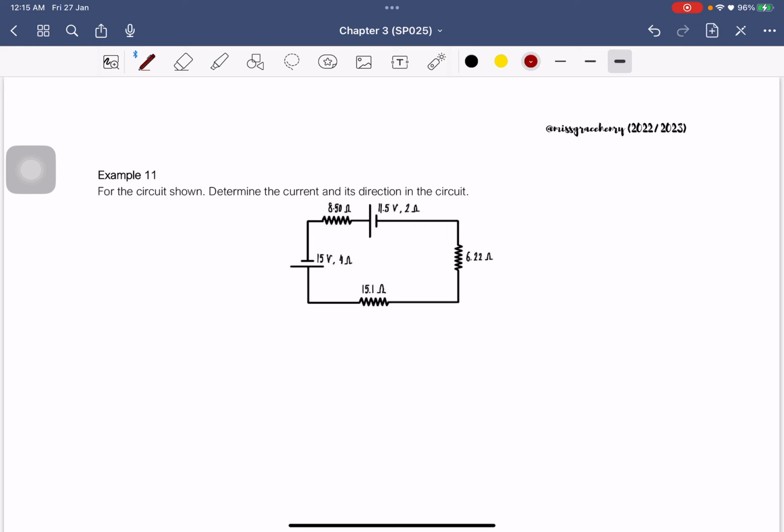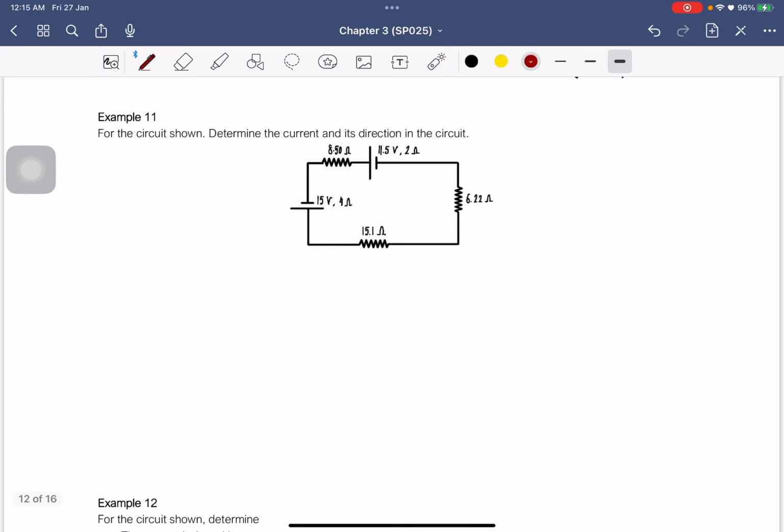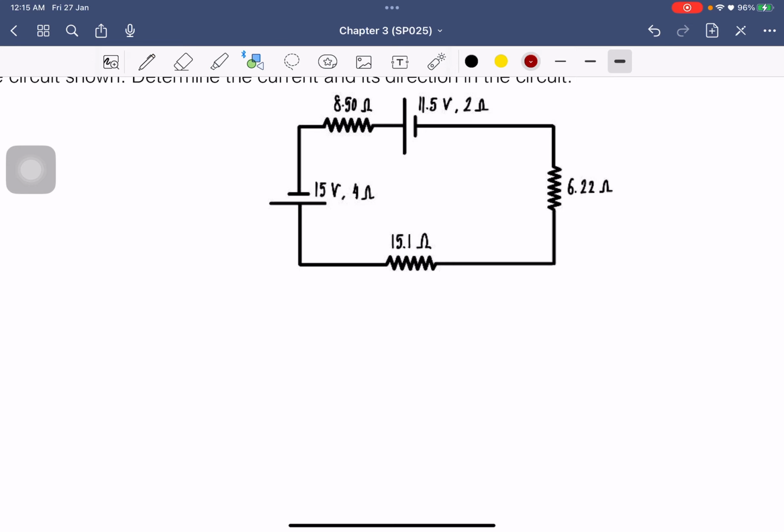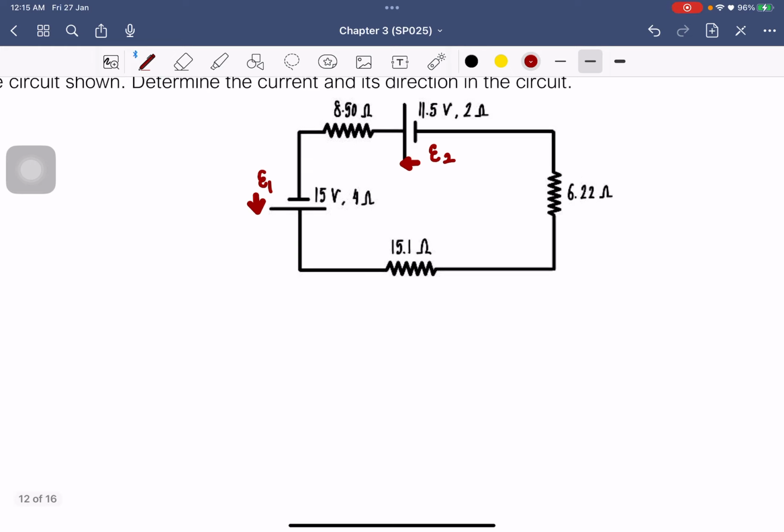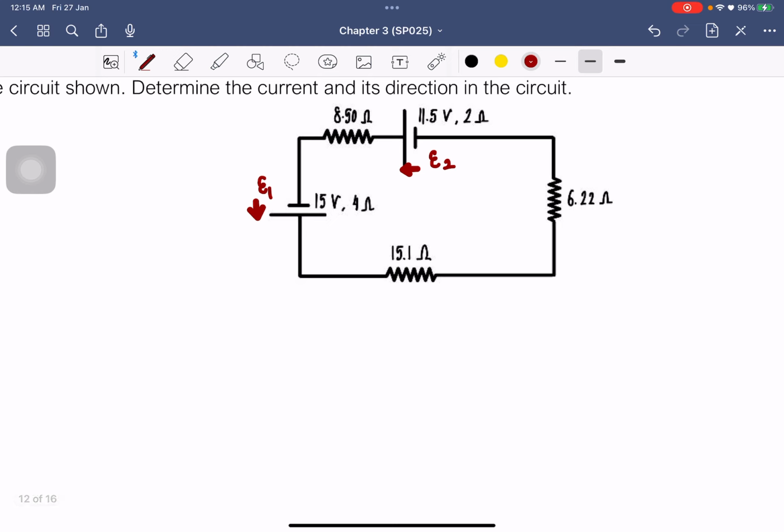Okay, alright, so now let's firstly draw the direction of EMF. Negative to positive, negative to positive. Okay, so this is your E1. This is EMF 2. So next, kita perlu lukis the direction of current di setiap resistor. So all of these are connected in series, so they should have the same current. Okay, so I'm going to go from positive to negative for the current.